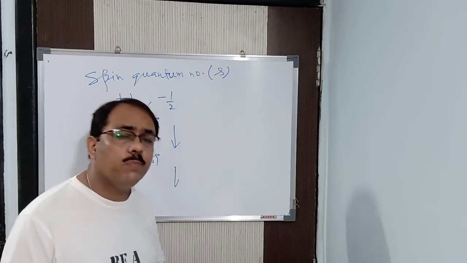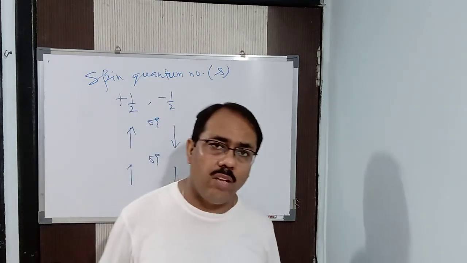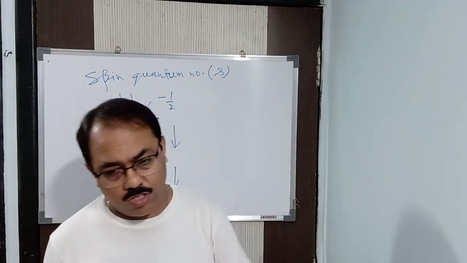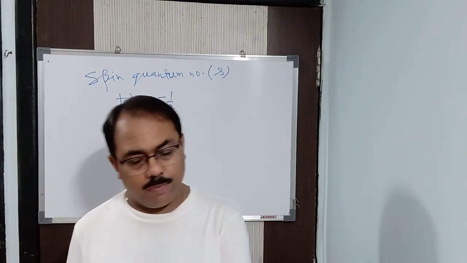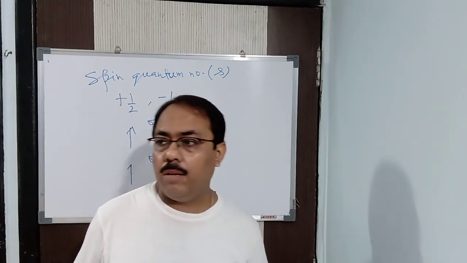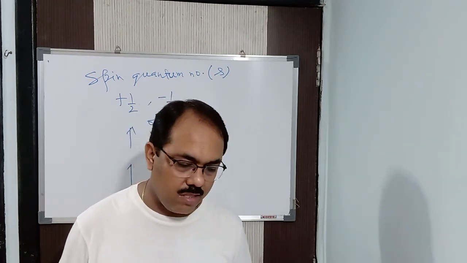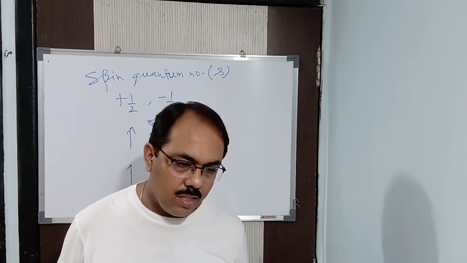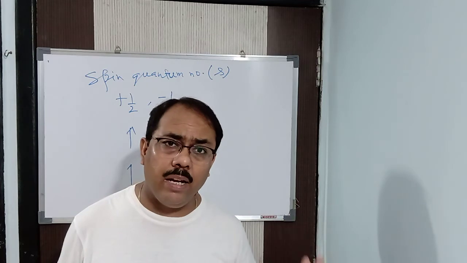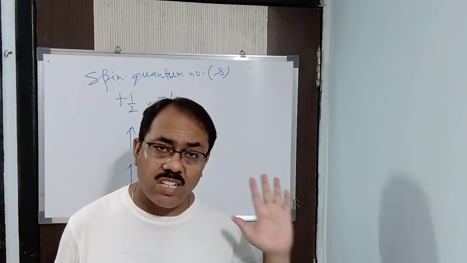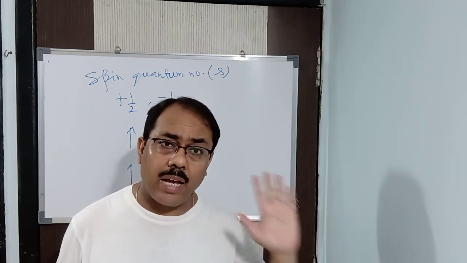Now what will we do with this spin quantum number? The principal quantum number tells about the shells, the azimuthal quantum number the subshells, the magnetic quantum number the orbitals. What about the spin quantum number? You will study it in higher classes. By the spin, you can determine the magnetic property of a substance.